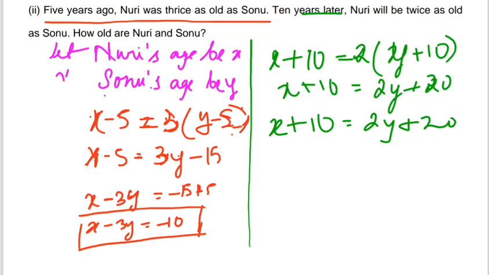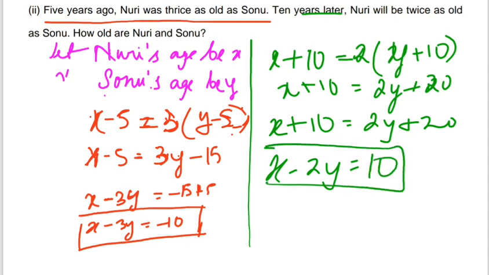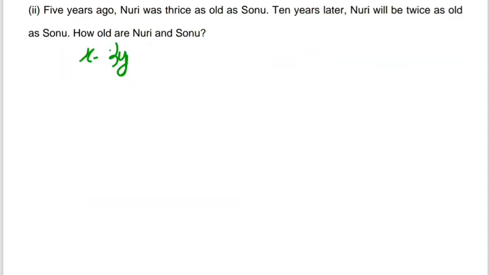So taking the variables to one side, x minus 2y is equal to 20 minus 10, which is 10. So this is our second equation. So we got the equations as x minus 3y is equal to minus 10, and x minus 2y is equal to 10. These are our equations.